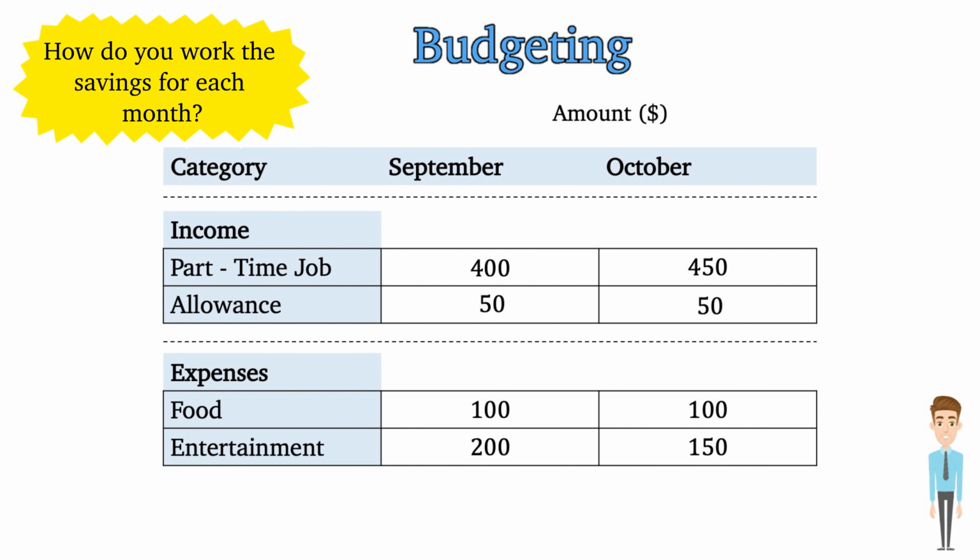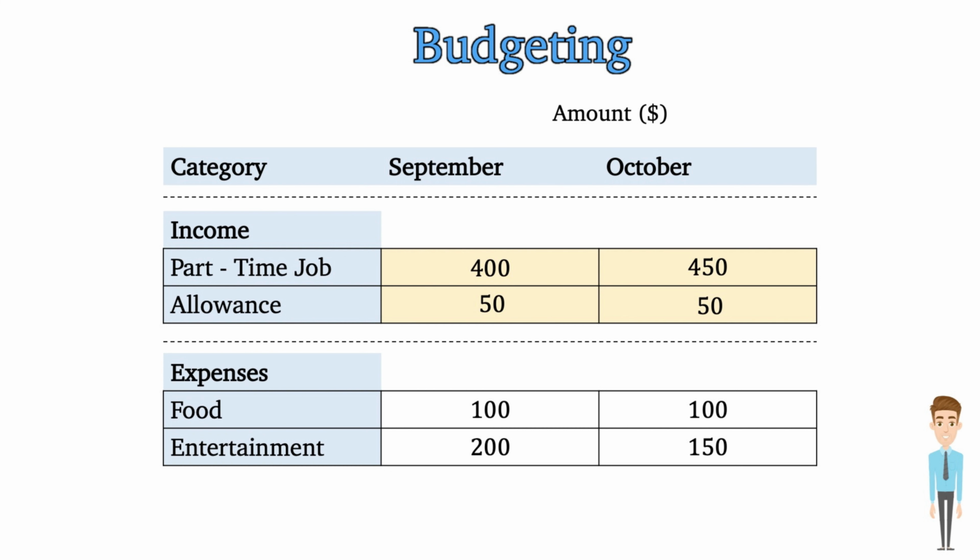How do you work out the savings for each month? Yes, by calculating the total of the income, then subtracting the expenses total. If this person stays on this budget, they will have approximately $2,400 at the end of the year.